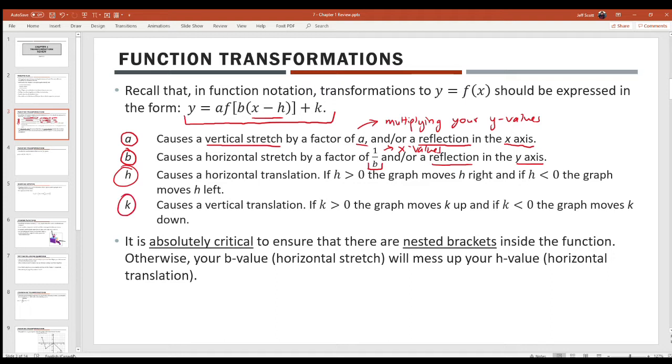Now the last one, the k value, this one isn't quite as hard as the others, I would say. It just tells you how much you're moving up or down by. If it's a positive number, so if you're adding something, you're going up. If it's a negative number, you're going down.